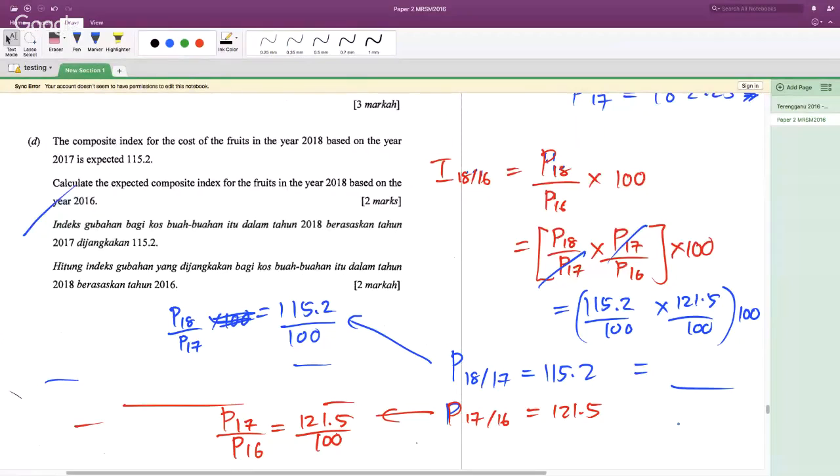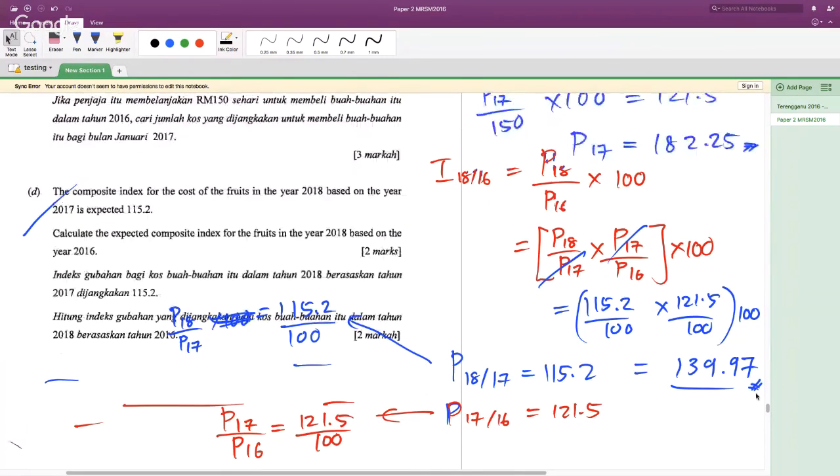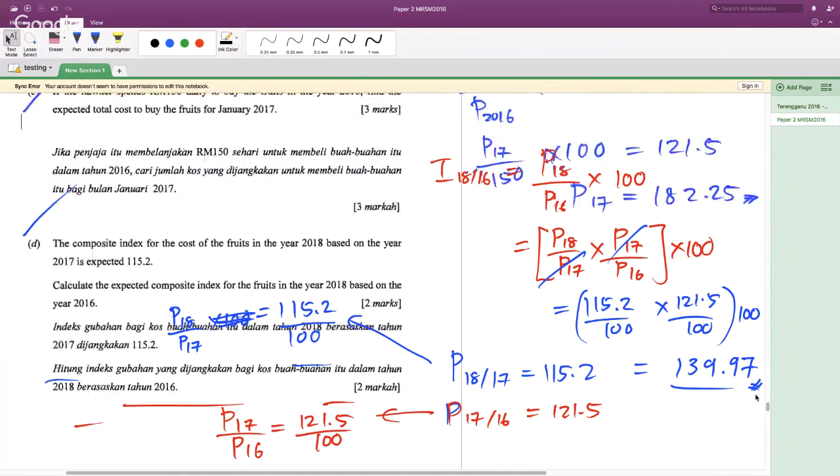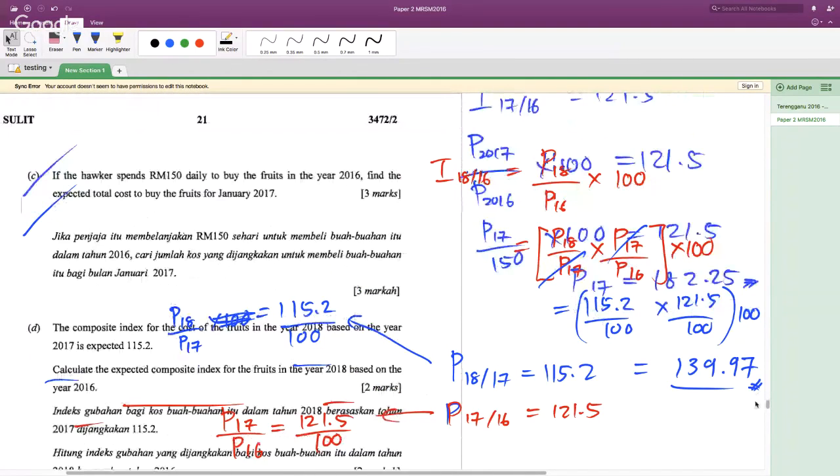115.2 over 100 multiply 121.5. So composite index should be 139.97. Okay, this is how we find a composite index. But the question says daily. If the hawker spends daily to find the total cost.